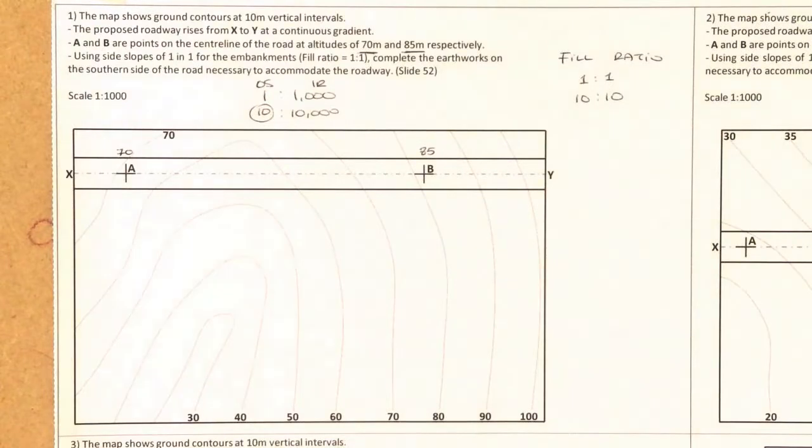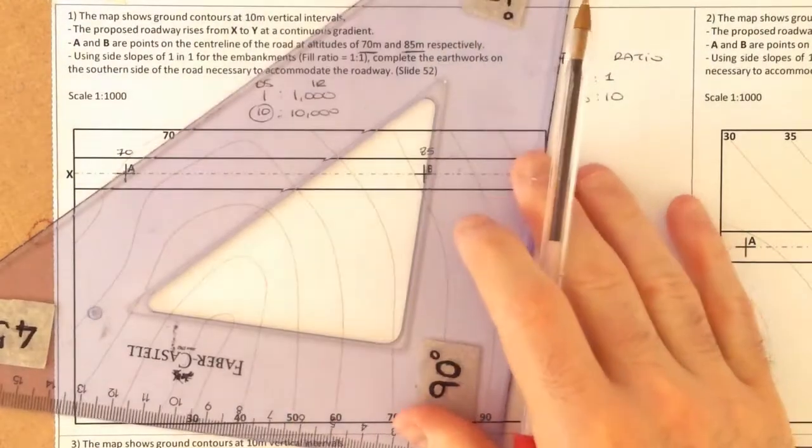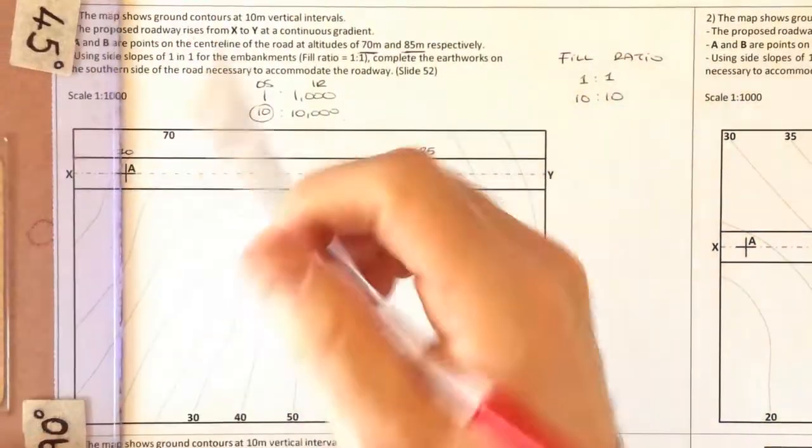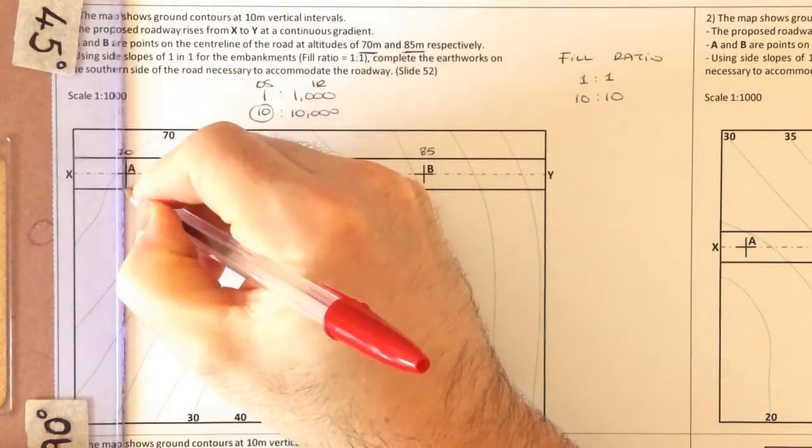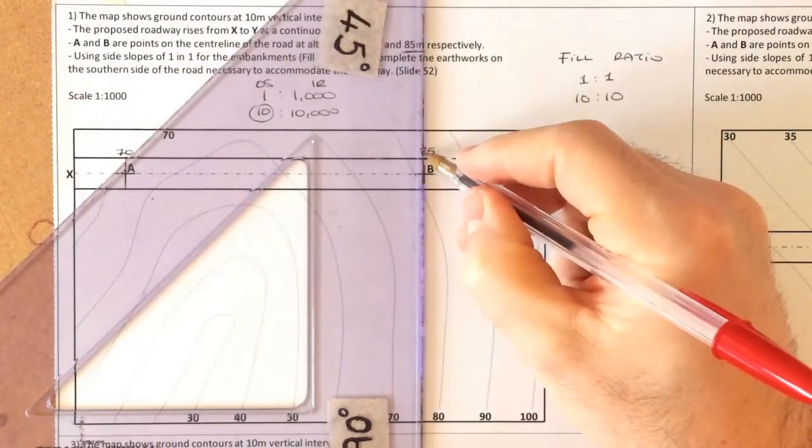So with that in mind, we're going to complete this question now. I'll just grab my set square, and at point A I'm going to do a vertical line up and down through point A, and the same for B.